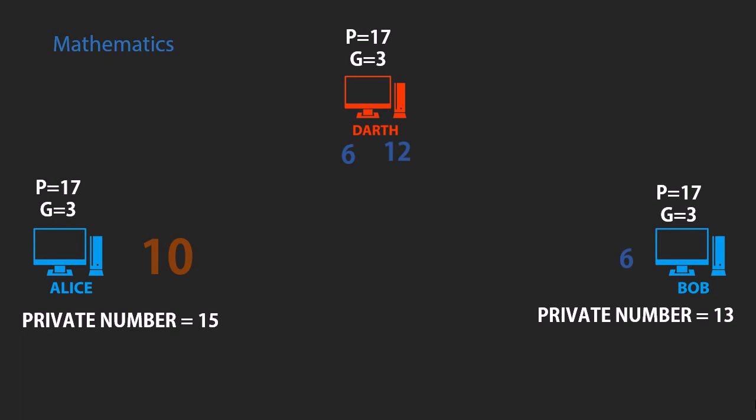Bob, on the other hand, takes the number 6 he received and raises it to 13, his secret number, and takes the mod of 17. The calculation produces 10. So you can see that Alice and Bob arrive at the same number 10. Now they can use it to securely communicate with each other while Darth is busy solving the discrete logarithm problem.